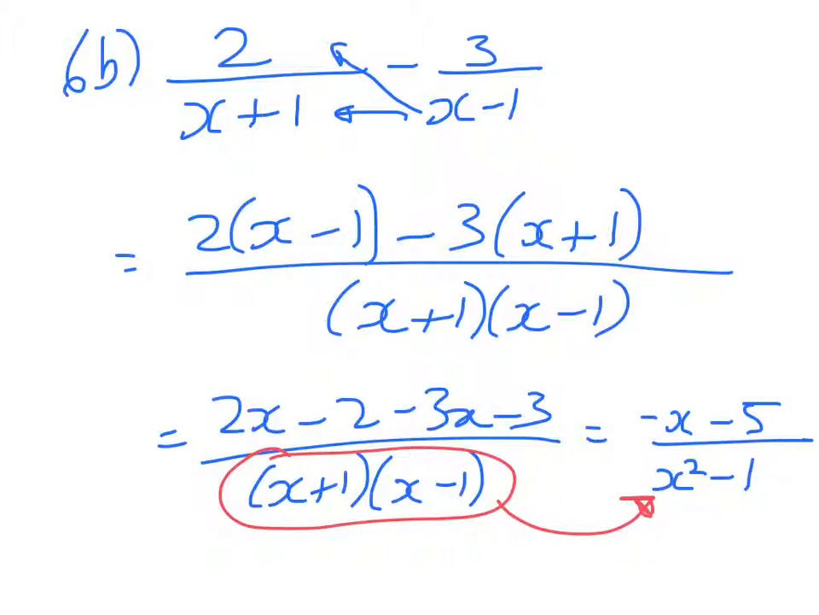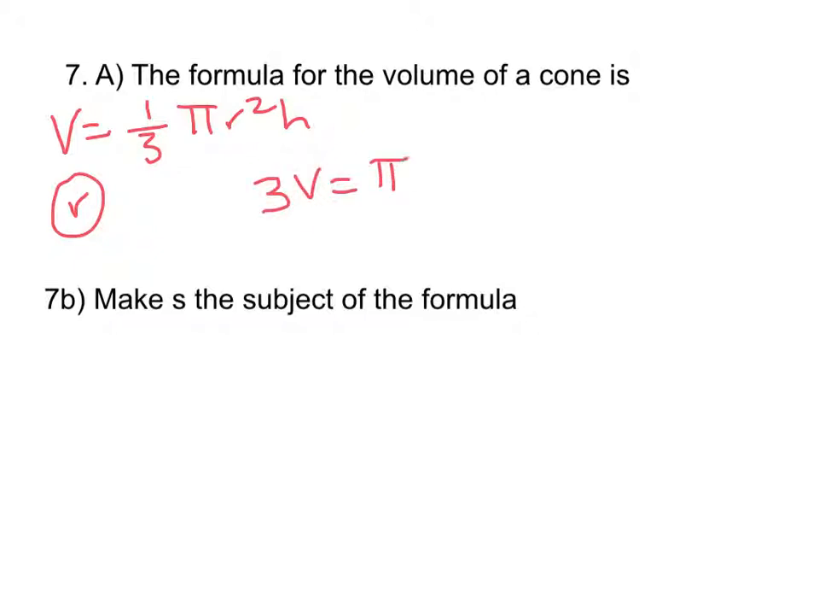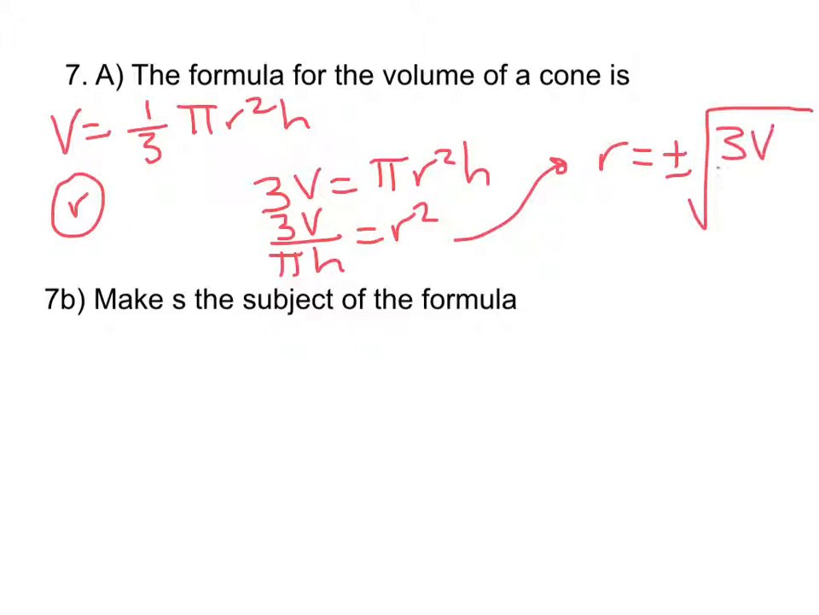Alright, 4 little sub-questions left, 2 on changing the subject of a formula. We'll do those now. Right, the formula for the volume of a cone is V equals 1/3 pi r squared h, and we're asked to make r the subject. Right, so first we get 3V equals pi r squared h. I'm going to run out of space. 3V over pi h equals r squared. So then r is equal to plus or minus the square root of 3V over pi h. Right, now you need to have this, because if we don't, it just means the positive square root. And r squared is going to be a positive number, but r could have been either positive or negative.